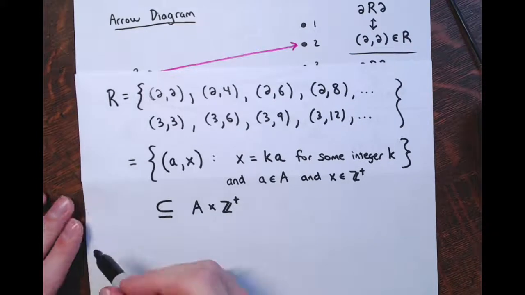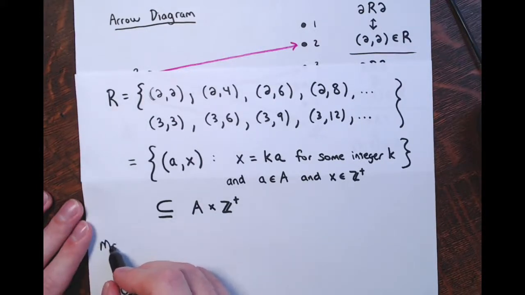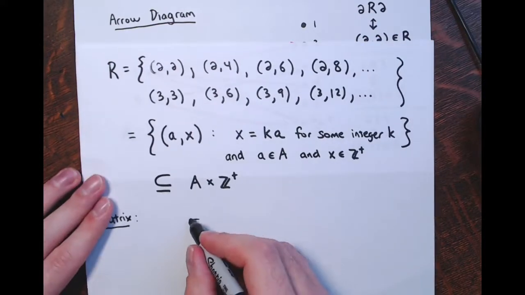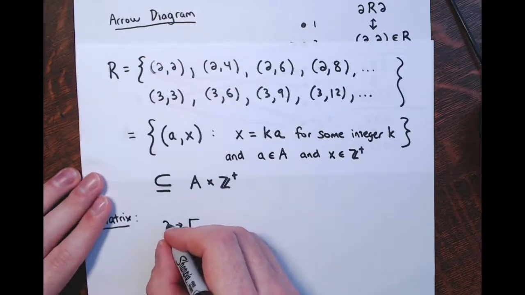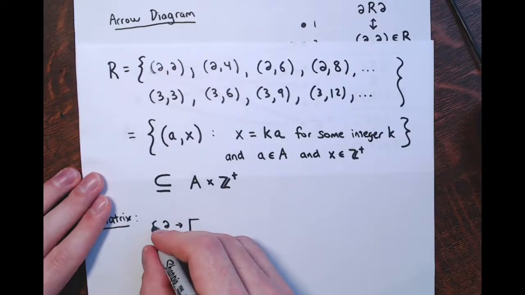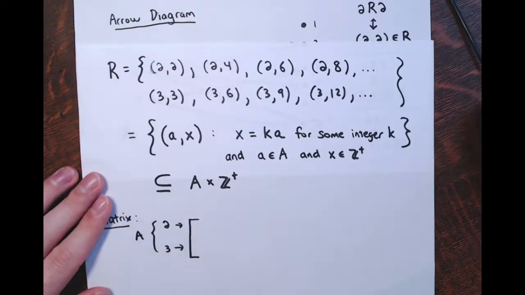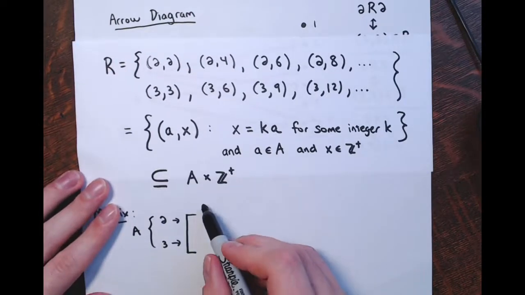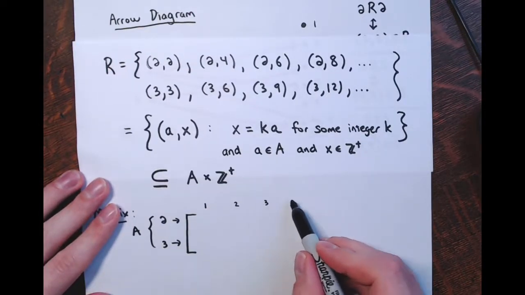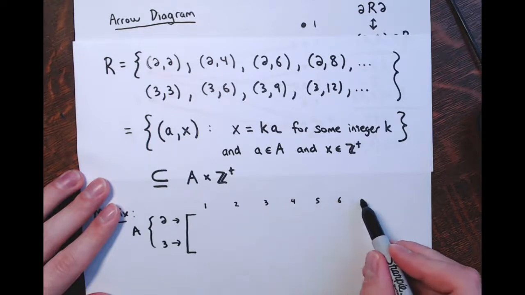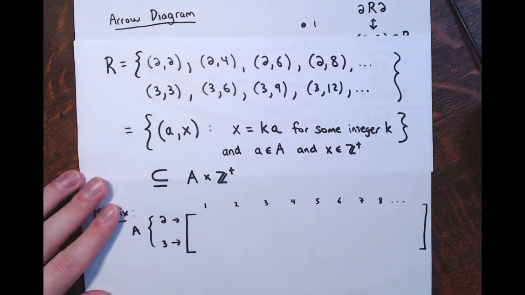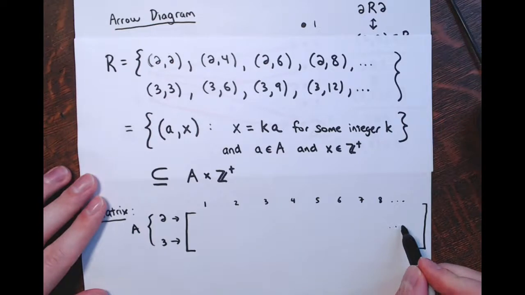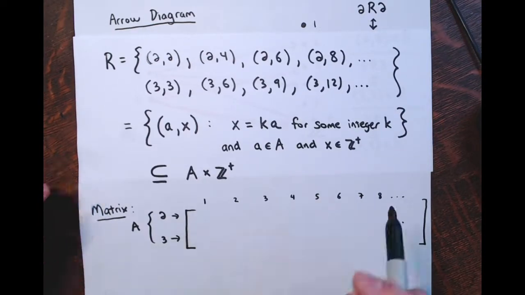Now I could also try, though this is impossible because one of the sets is infinite, making a matrix for this. I'd have 2 rows, one corresponding to the element 2 and one corresponding to the element 3. The rows are from set A, and then the columns are 1, 2, 3, 4, 5, 6, 7, 8, dot, dot, dot. It's impossible to make the whole matrix. It would be an infinitely large matrix because the number of columns would be infinite.